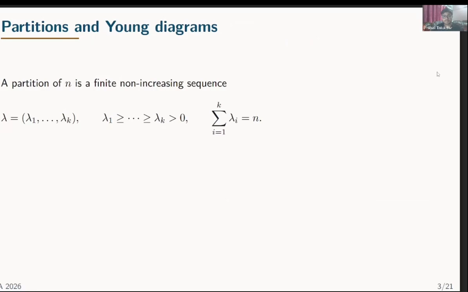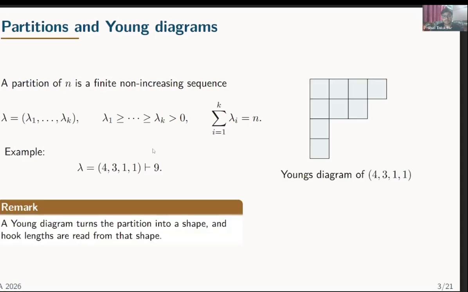Now let me start with the basic objects, namely the partition. A partition of n is a decreasing sequence of positive integers whose sum is n. For example, 4311 is a partition of 9. The partition 4311 can be represented with the help of a diagram with 4 boxes in the first row, 3 in the next row, and 1 box in each of the last 2 rows. This diagram helps us to see the shape of the partition, and it is where the hook lengths are defined. This diagram is known as the Young's diagram.